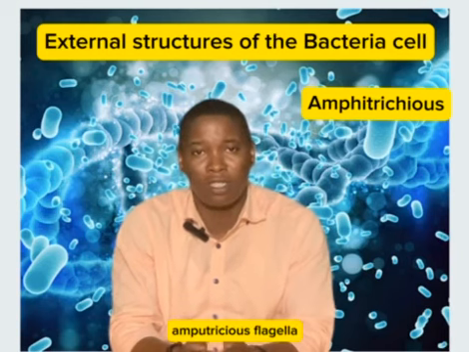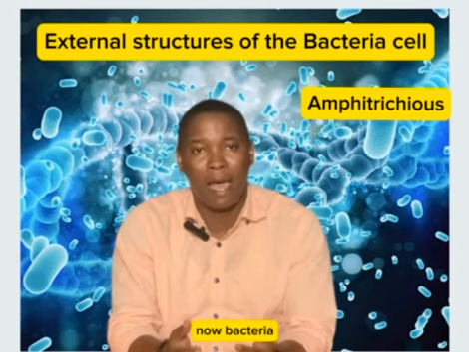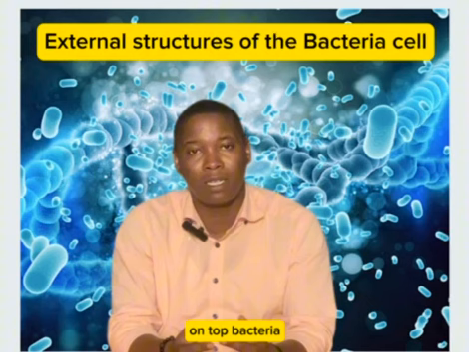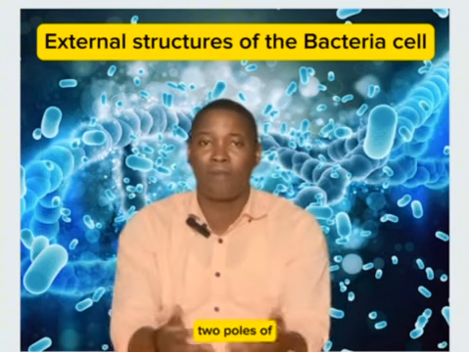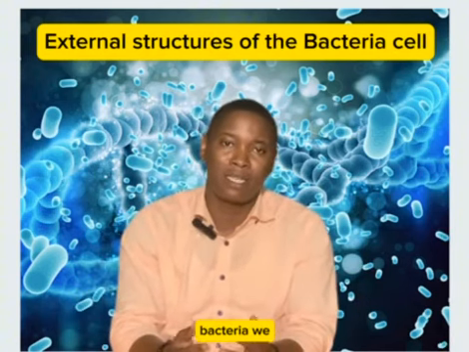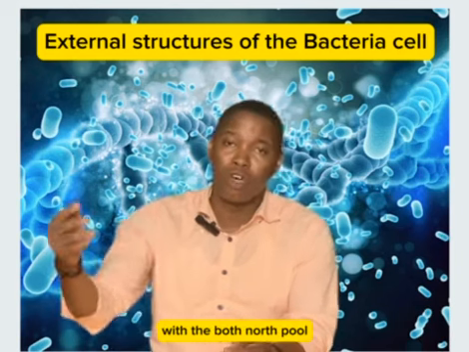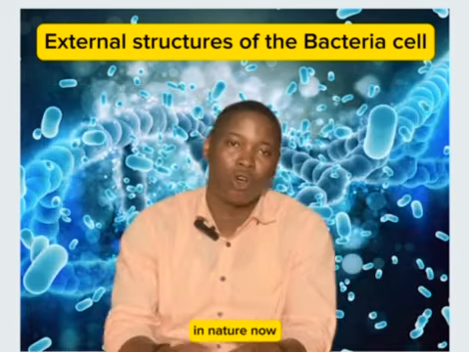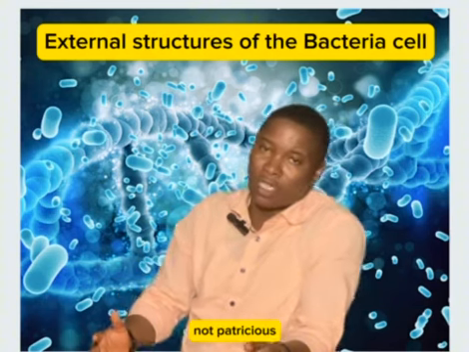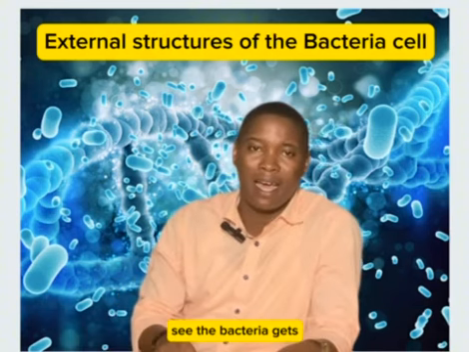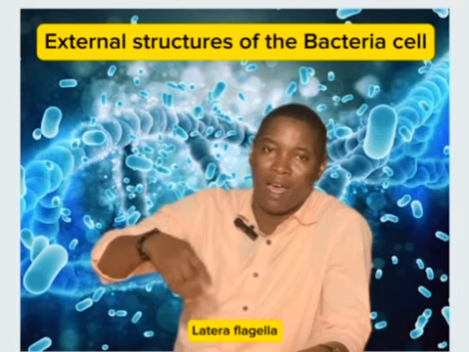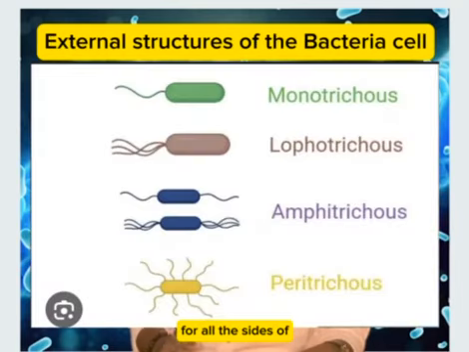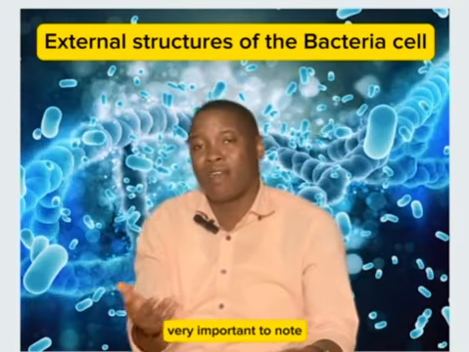So amphitricious flagella na flagella wey go dey on top bacteria, wey go dey for the 2 poles of the bacteria. So if you get bacteria wey get flagella wey dey both north pole and south pole at the same time, they refer to that bacteria as being amphitricious in nature. Now the last one na peritricious, and peritricious means say the bacteria get lateral flagella wey cover them for all the sides of the bacteria. This one dey very important to note.